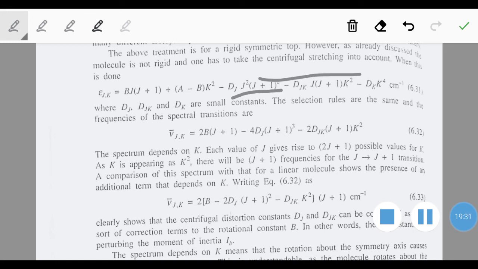All these terms are positive small constants, and this first one, DJ, depends only on j, DJK includes j and k, and DK includes k only.